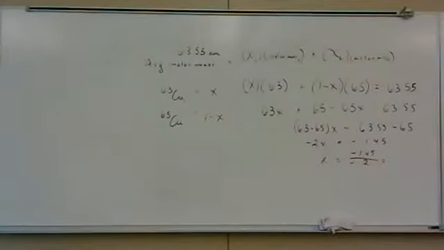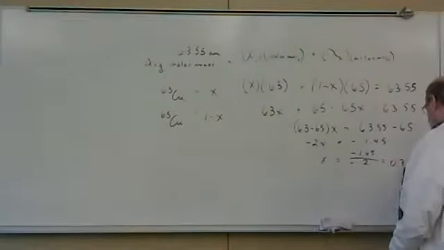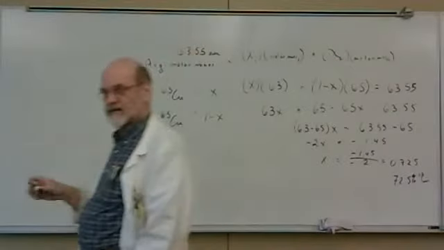And so I don't have to get my calculator out. 0.725. That's the fraction of isotope copper 63. So if they want the answer in percentage, you just multiply by 100. So it's 72.5% copper 63. Okay?